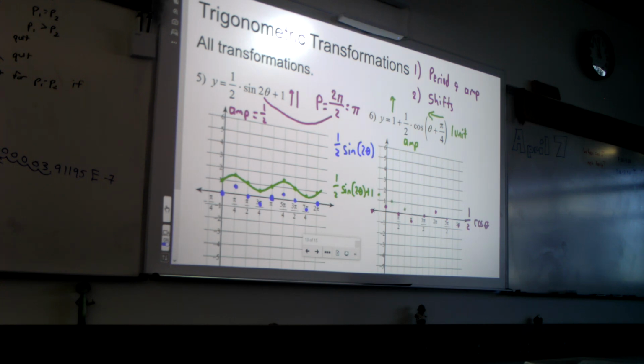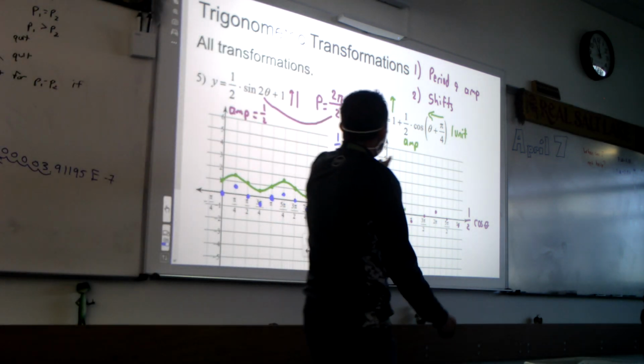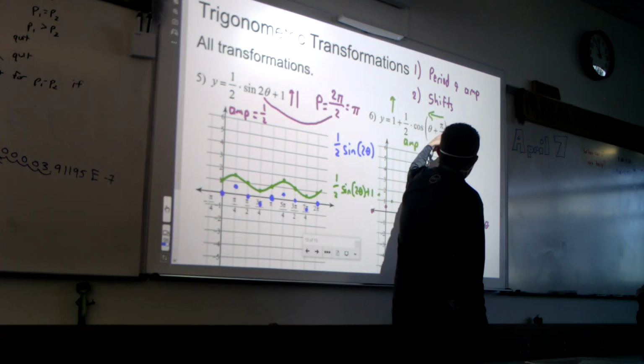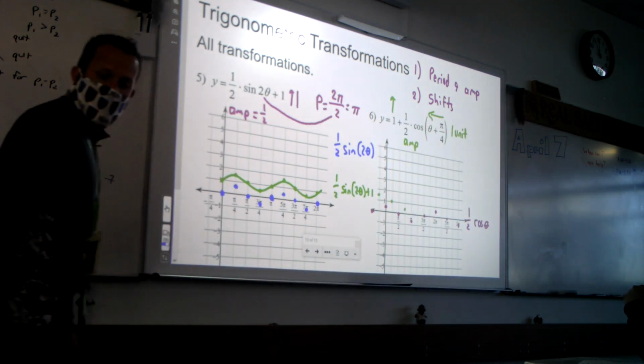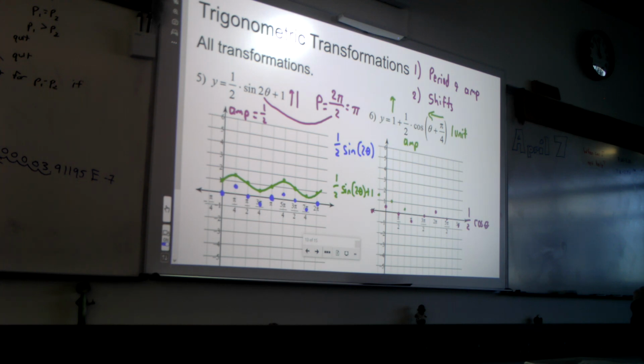Wait, why are we going left? Because your phase shift is pi fourths. So you need to go left pi fourths, which is 1 unit. Oh, I moved pi fourths. Oh no, I didn't move. Okay, I get it. Sorry. Yeah, pi fourths. That one's middle, isn't it? No, you did zeros. I didn't do zeros.